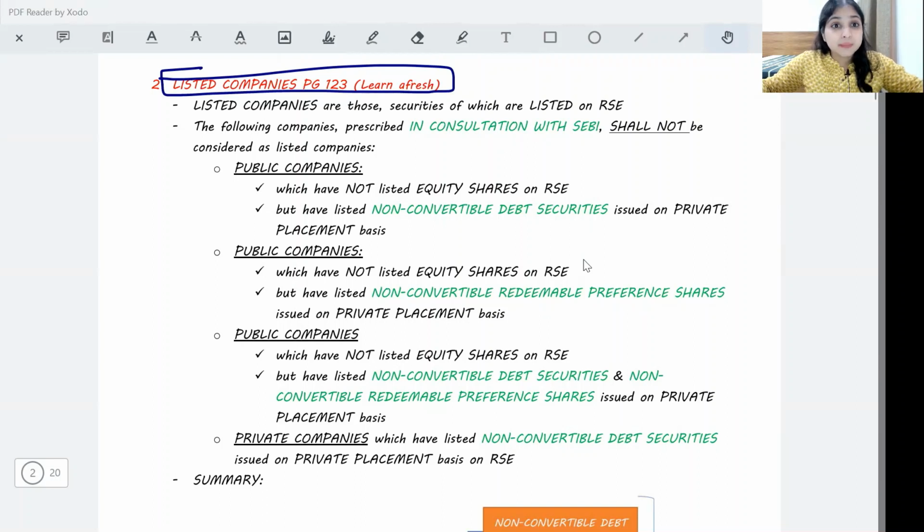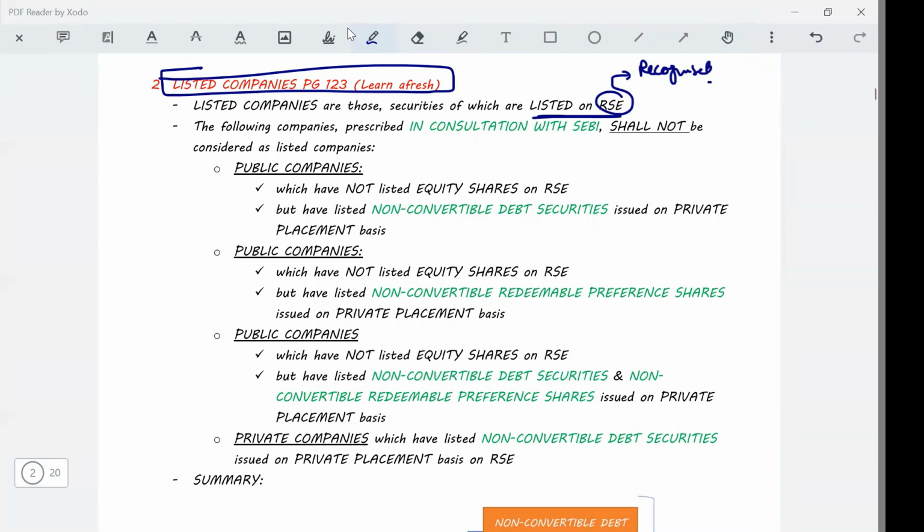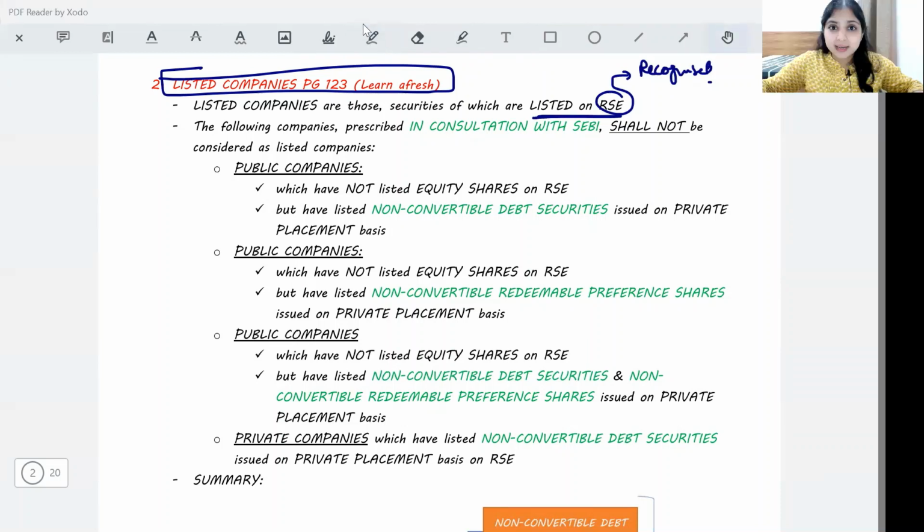So as per the amended provisions, listed companies are those whose securities are listed on a stock exchange. No change over here. RSE over here refers to recognized stock exchange. So even now, listed companies are those companies whose shares are listed on a recognized stock exchange. That point is anyways there. In addition to that, there is one more provision that is newly inserted. And what is that? We have a list of 4 companies over here.